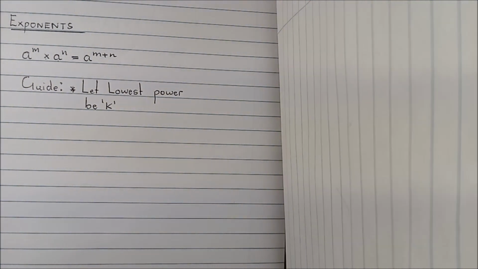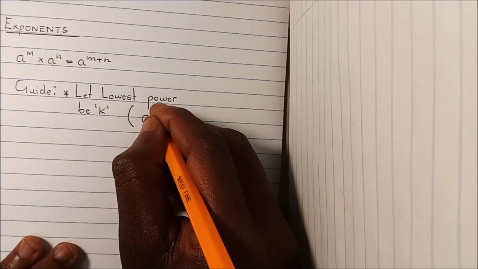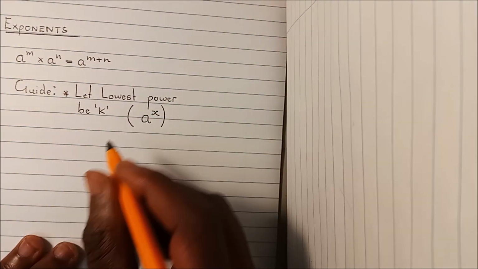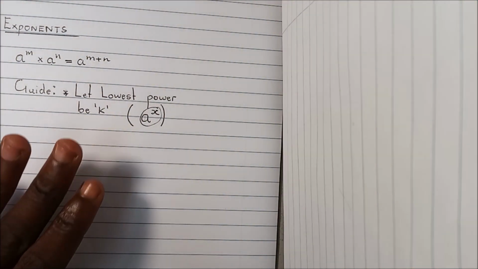Let the lowest power be k. Remember, what is a power? A power is a to the x. So the whole thing is called a power. What do I mean by this?